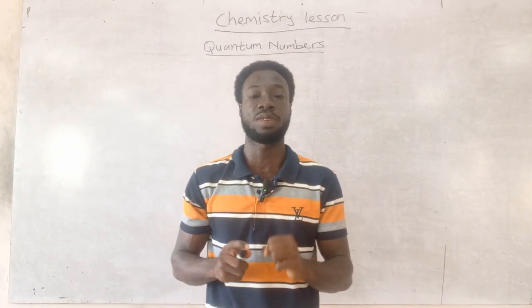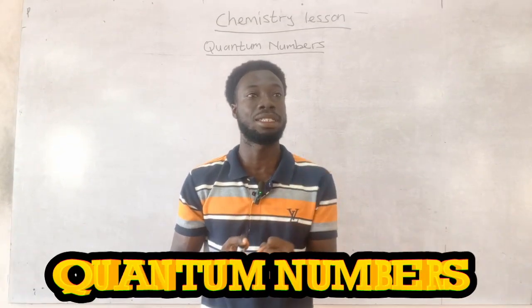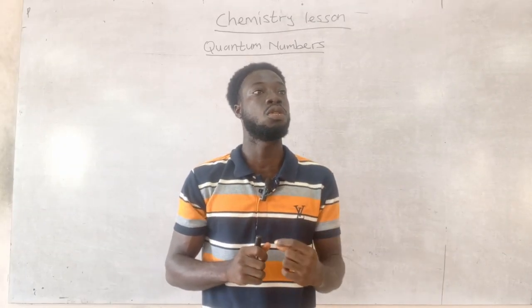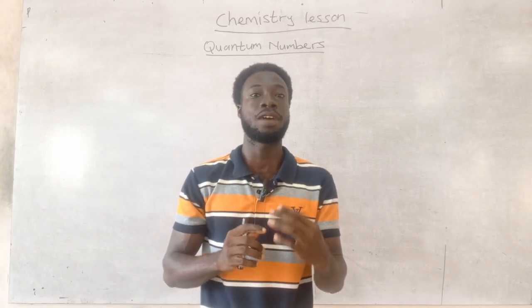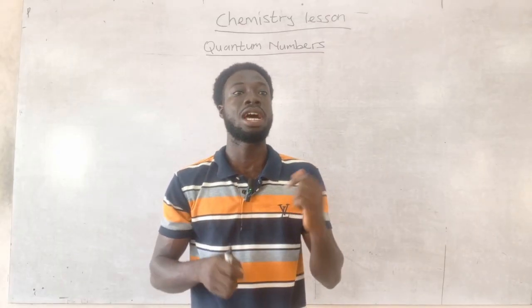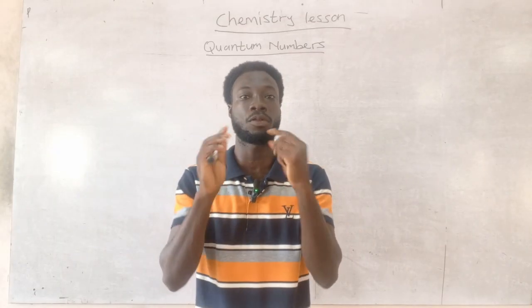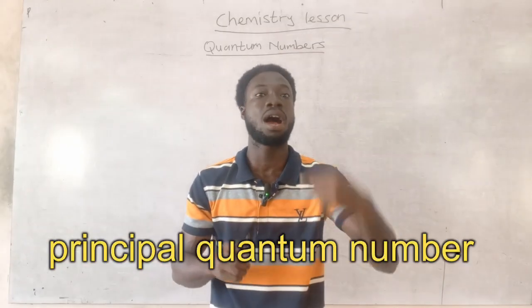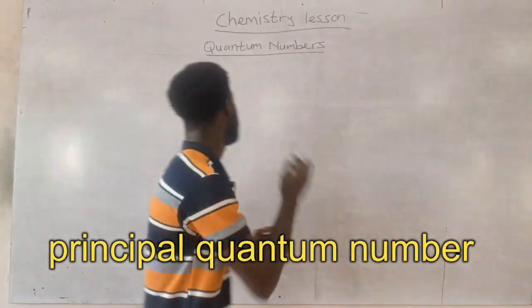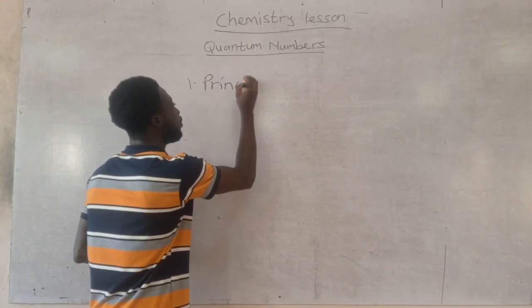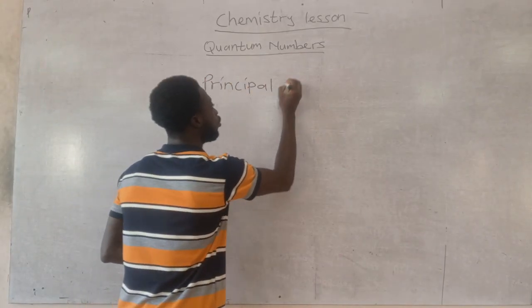In today's video lesson, we are going to talk about quantum numbers and the calculations involved in quantum numbers. With talk of quantum numbers, we have four main types of quantum numbers. This must be noted. And what are they? The first one is the principal quantum number.